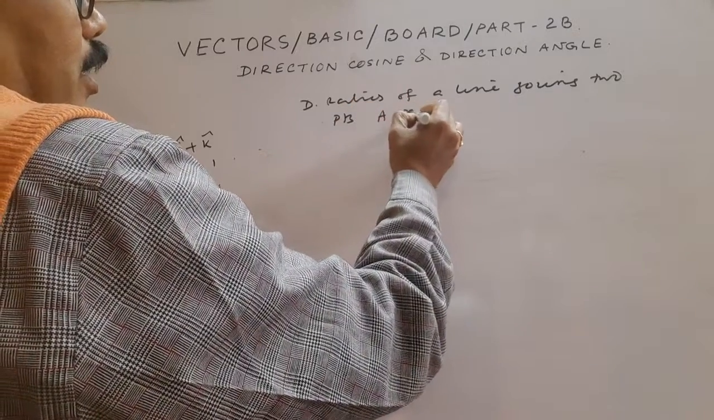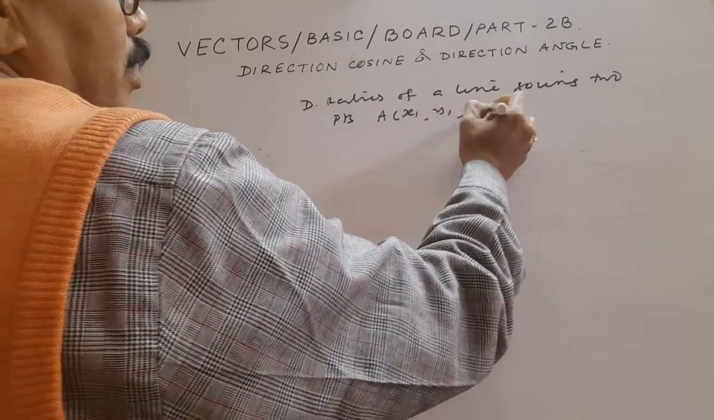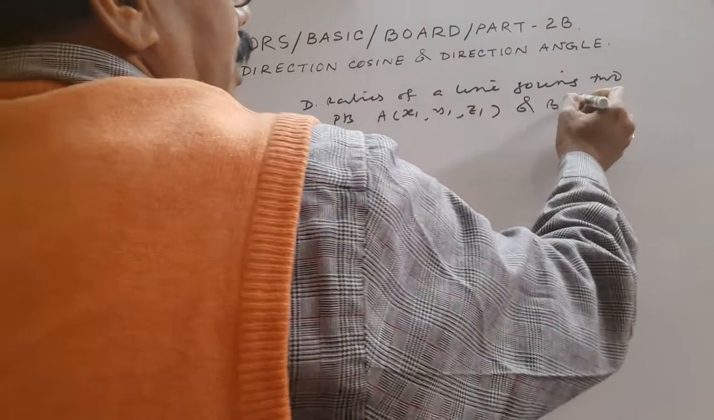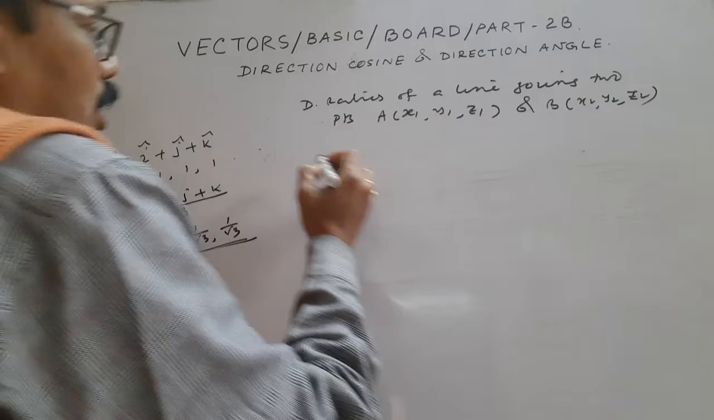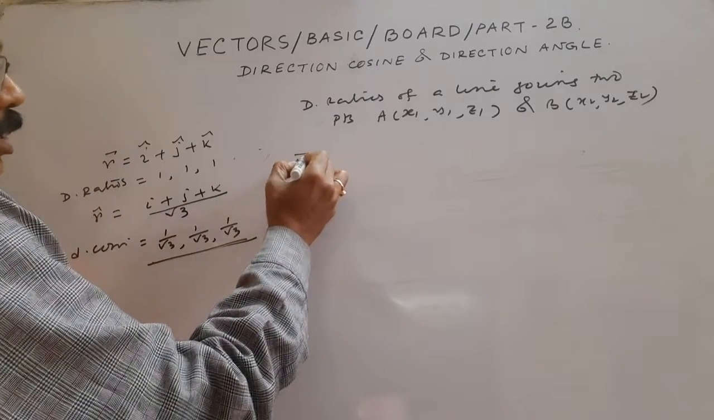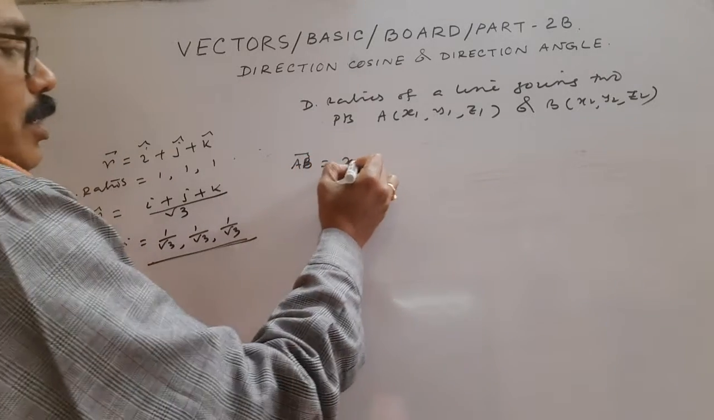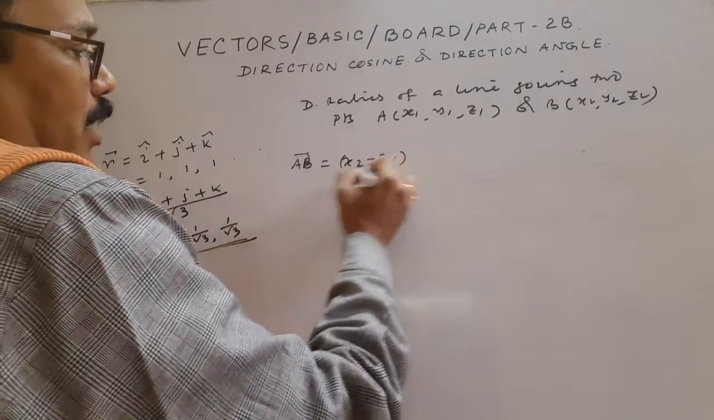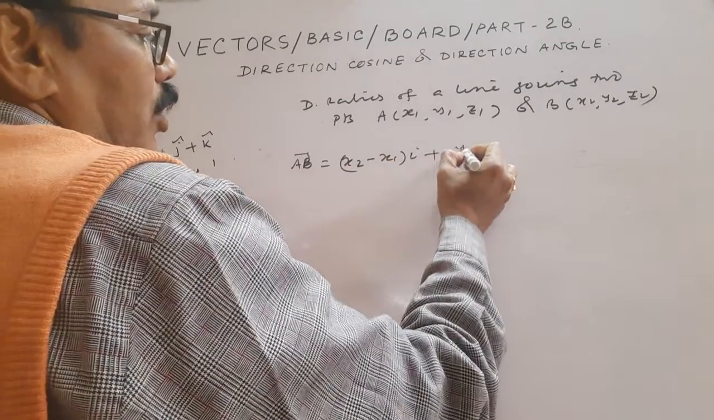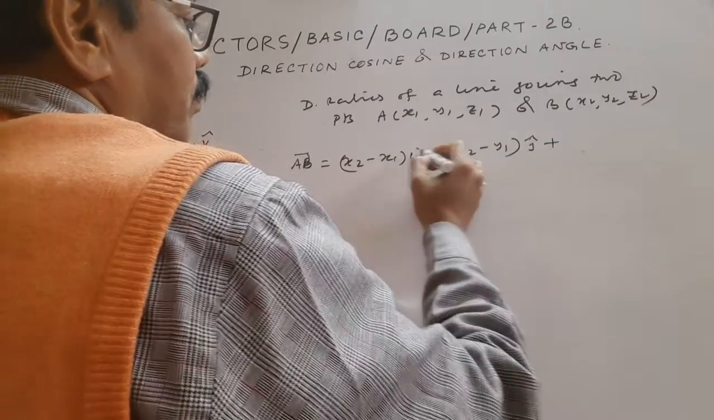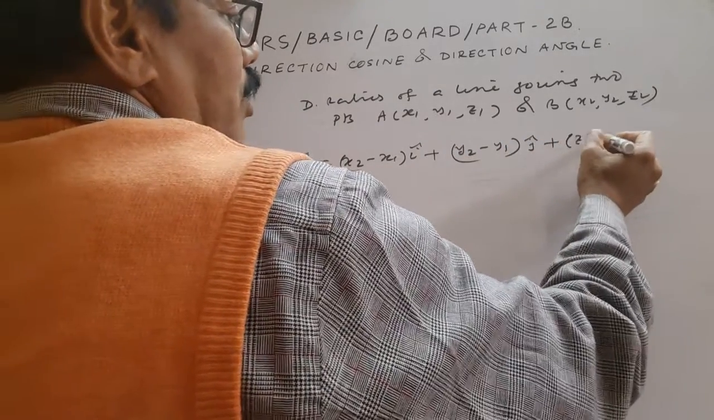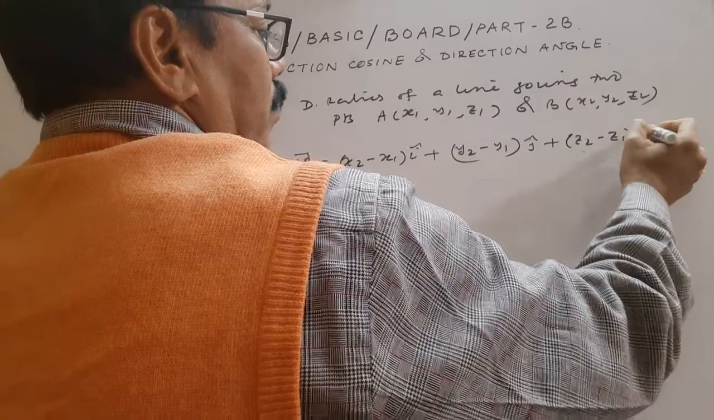Capital A (x1, y1, z1) and capital B (x2, y2, z2). So what is the AB vector? We have already discussed it. It is PV of B minus PV of A. So (x2 minus x1) i cap, plus (y2 minus y1) into j cap, then (z2 minus z1) into k cap.